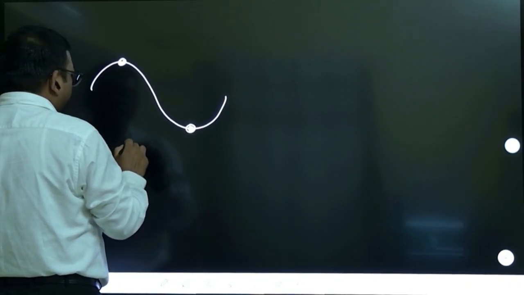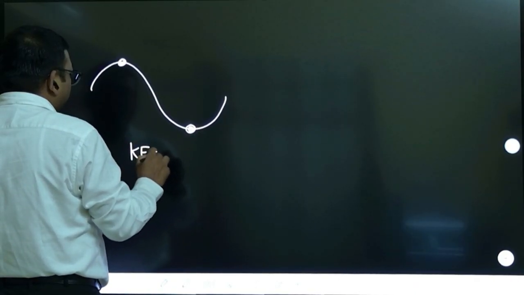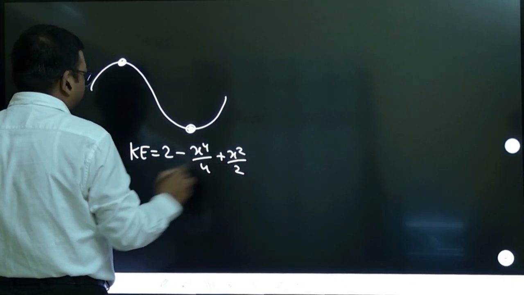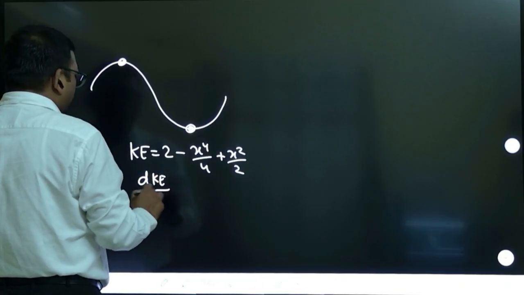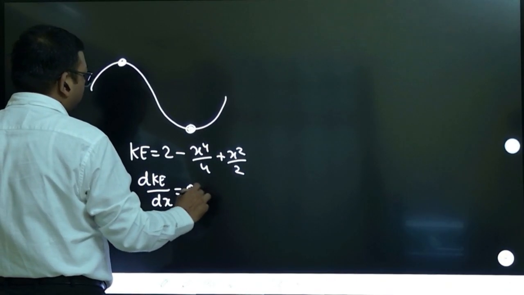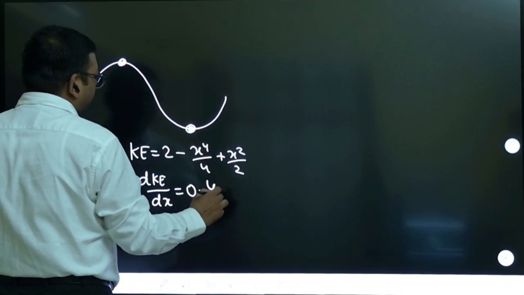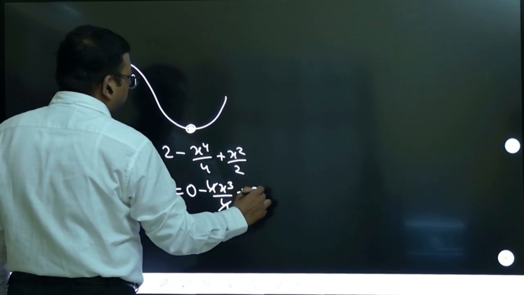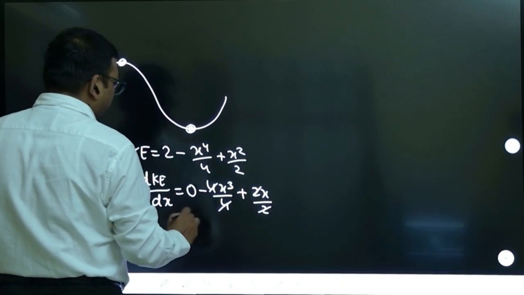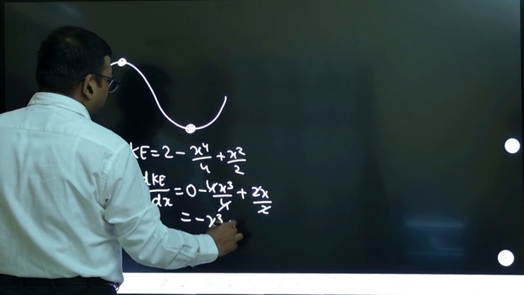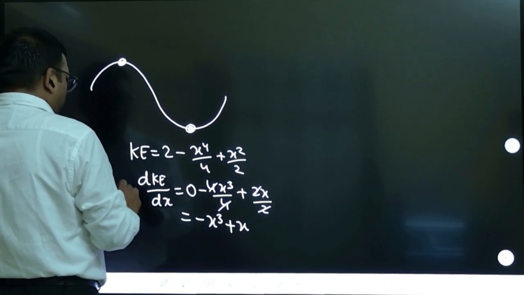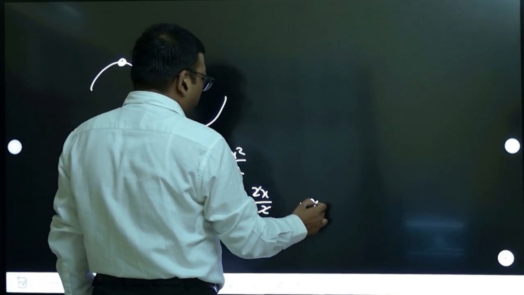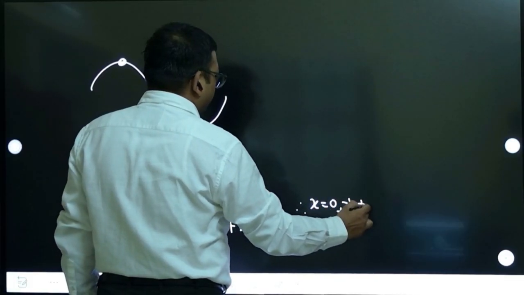So here suppose you have taken kinetic energy, that was 2 minus x^4/4 plus x^2/2. First of all, you have done differentiation of kinetic energy, which has come 4 into 4x^3 divided by 4, which gets cancelled, plus 2x by 2 that got cancelled. So this has become minus x^3 plus x. Right? Now, we have got already 3 roots, right? We have got x equals 0, minus 1, plus 1, 3 roots.